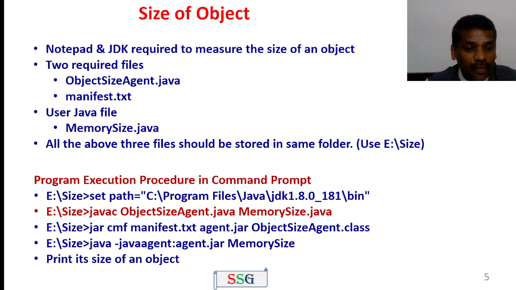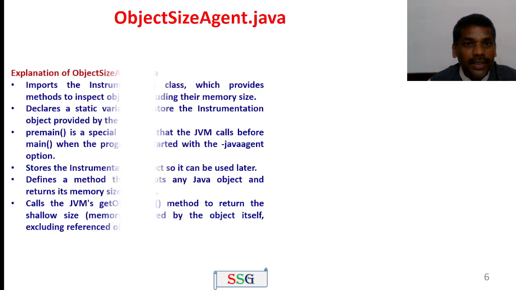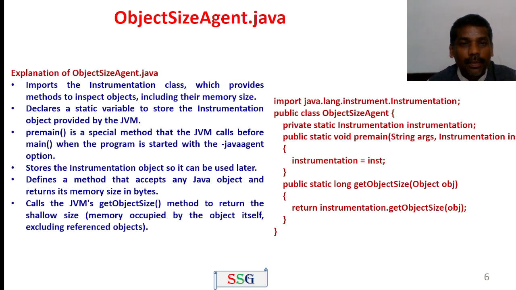java -javaagent:agent.* next memory size means after executing the Java command, we will get the size of the objects. First one, ObjectSizeAgent.java. This is the ObjectSizeAgent file content of the object size.